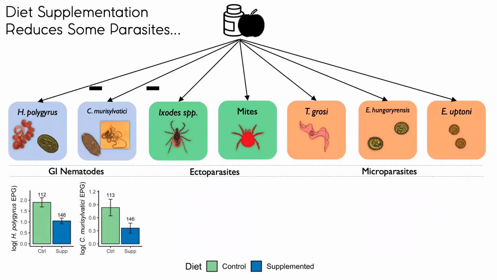So starting with the gut helminths, again, we have the log of the eggs per gram feces on the y-axis, a proxy of how many worms are in the gut, and then on the x-axis we have the diet groups.